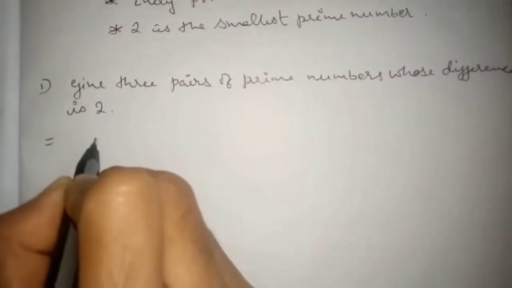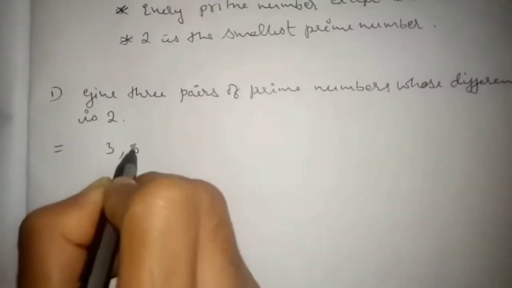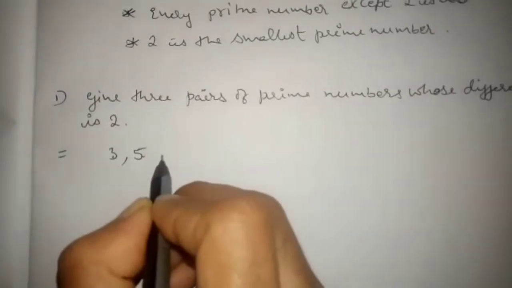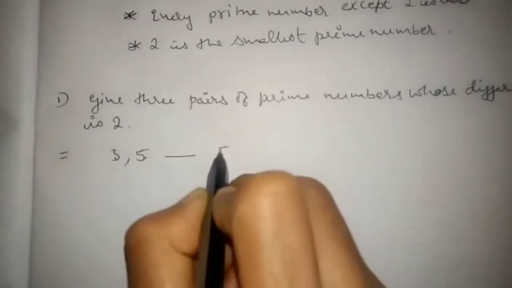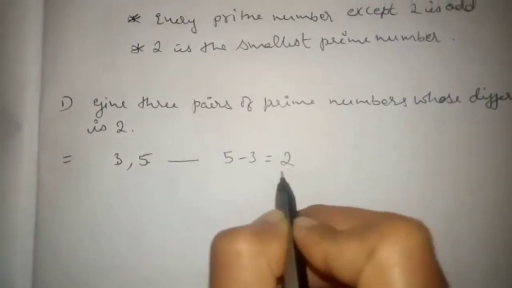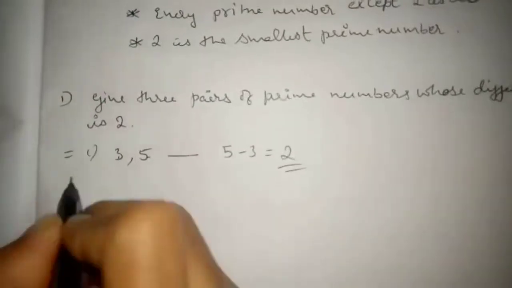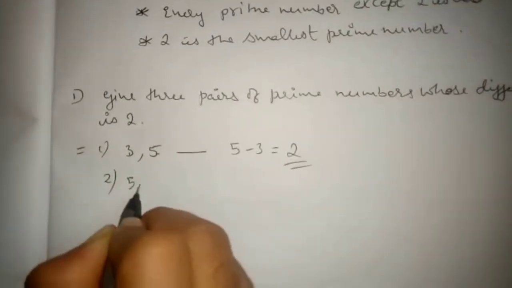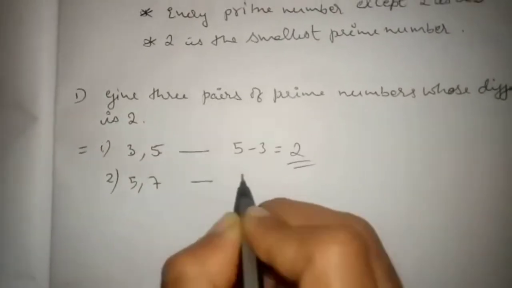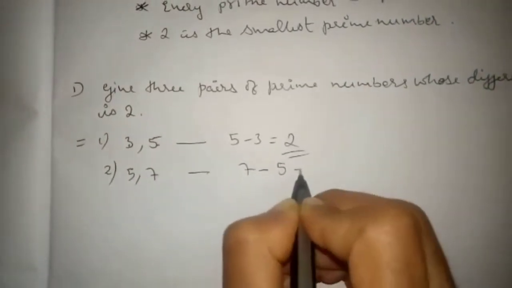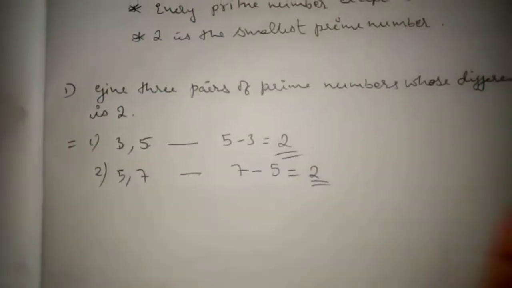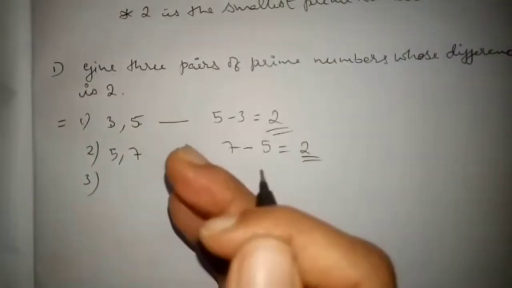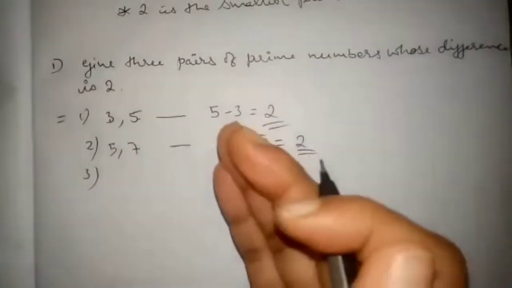So first pair will be what? 3 and 5. 3 is a prime number, right? 5 is also a prime number. So if we subtract it, what will you get? 5 minus 3 is what? 2. So you got 1 pair. Then 1 more pair. So 3 pairs we want. Then what can we take? 5 and 7. 5 and 7 are also prime numbers, right? If we do 7 minus 5, you'll get 2. That's also correct.